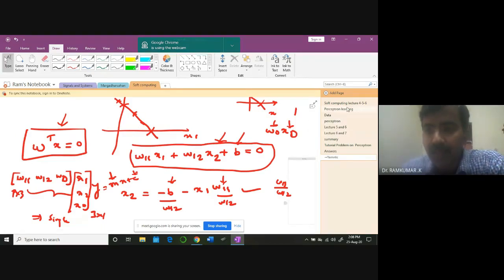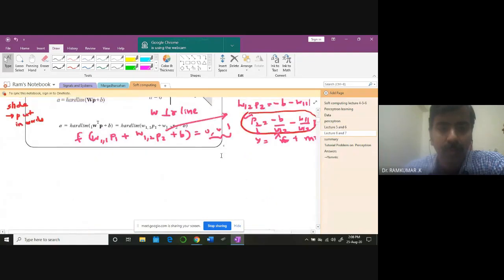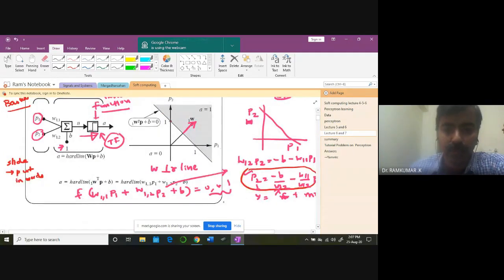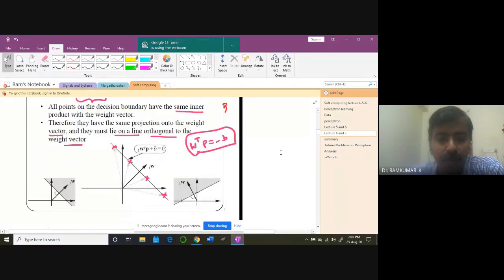With this idea in mind, let us now think about this. This is the line we are talking about, and this is a perpendicular line. The weight vector should be perpendicular to the line. This line satisfies the condition W transpose P plus B is equal to 0, and the weight vector is perpendicular to that line. With this in mind, let us proceed further. The decision boundary is like this.